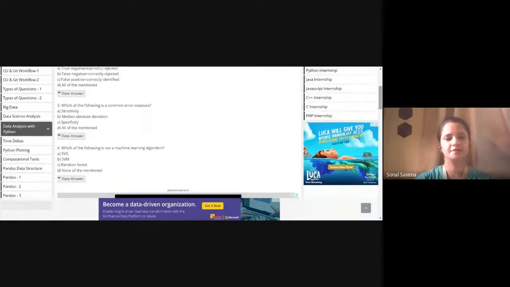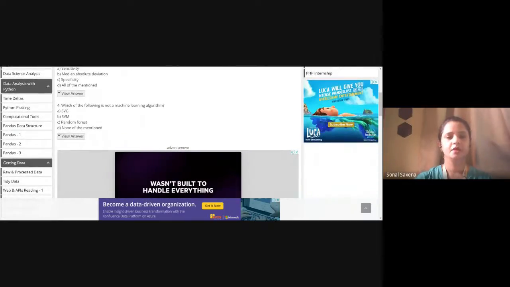Now let me take you to the next set of questions. Question number 4 says, which of the following is not a machine learning algorithm? Is it SVG, SVM, random forest, or none of the mentioned? I think this one is a very simple question, and you will be able to answer it correctly. We have seen what all the types of machine learning algorithms are. So just try to answer it correctly.